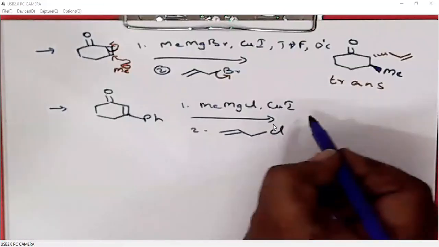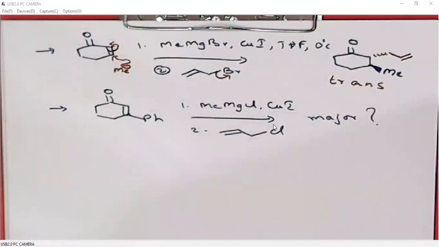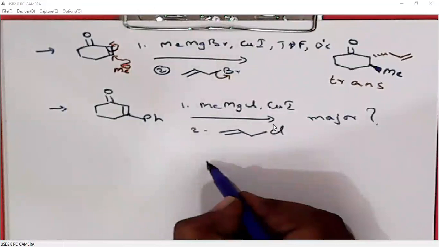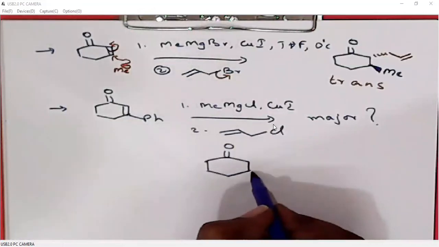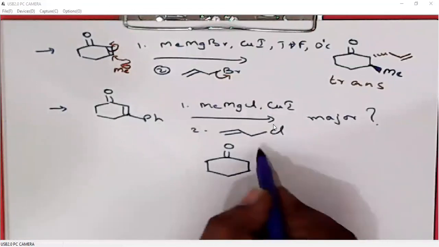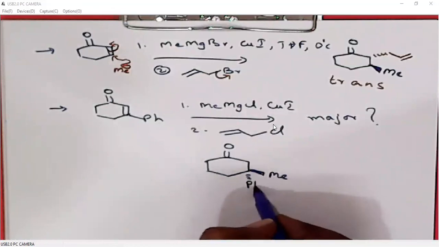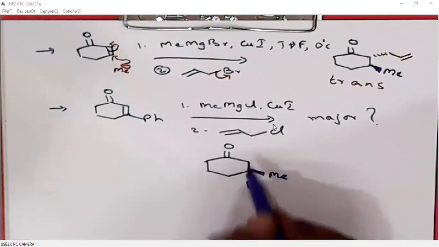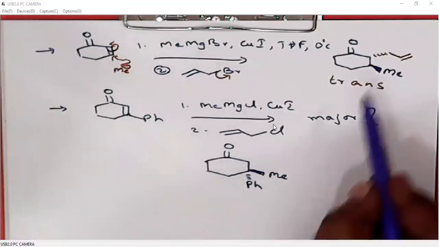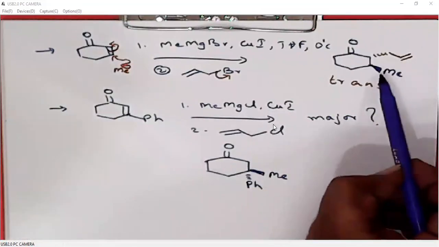This is the previous problem, and what was the major product here? Of course, we can write the product, it's not a problem. Say for example, if the methyl is approaching above the plane, then of course phenyl should be below the plane. Then what is the stereochemistry of this allyl group, whether it is above the plane or below the plane? In this case, we do not have any other substituent. So what we have done, we have placed these trans to each other.